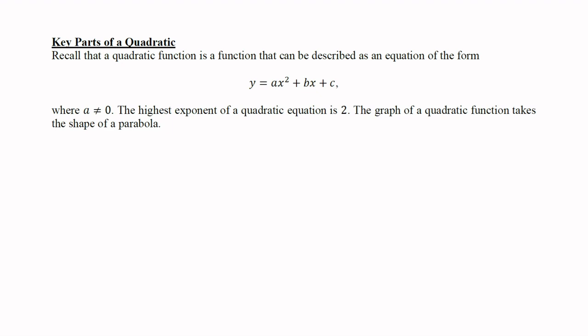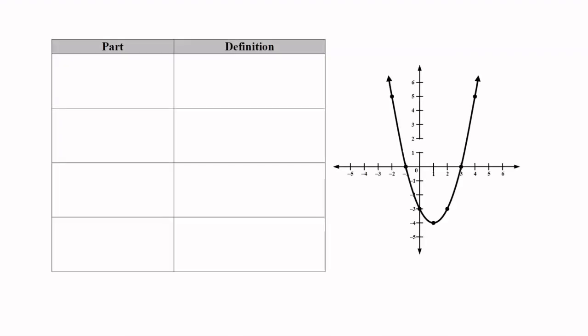Recall that a quadratic function is a function that can be described as an equation of the form y equals ax squared plus bx plus c, where a cannot equal 0. The reason a cannot equal 0 is because if a were 0, that x squared term would go away, and we're left with bx plus c, which would be linear. The highest exponent of a quadratic equation is 2. The graph of a quadratic function takes the shape of a parabola. So let's take a look at some of the key features.